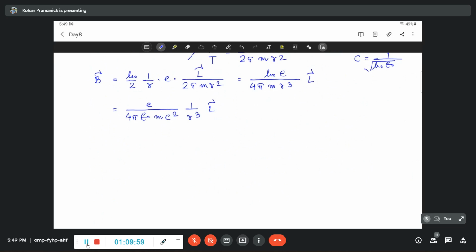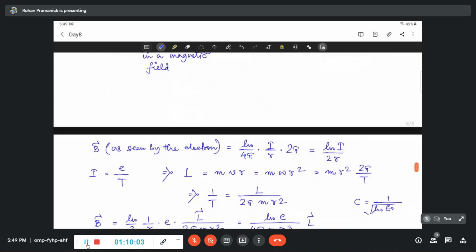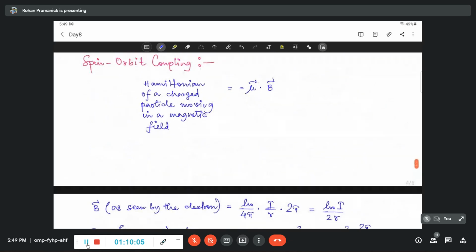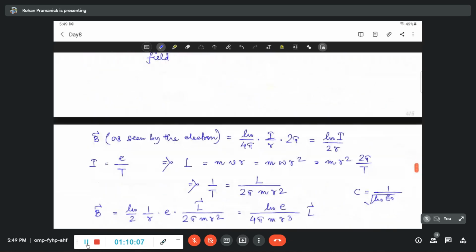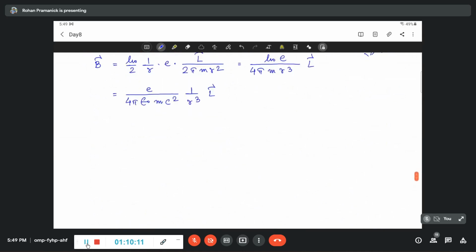Okay, and now we have to find this mu. Because H is minus mu dot B, we have found B in terms of the orbital angular momentum, and we have to find mu. So this mu is the dipole moment.